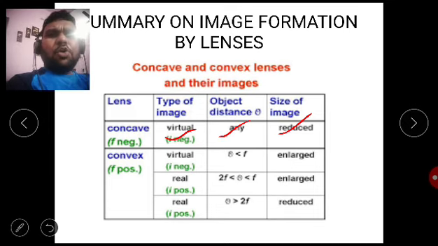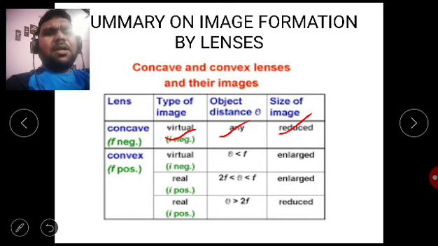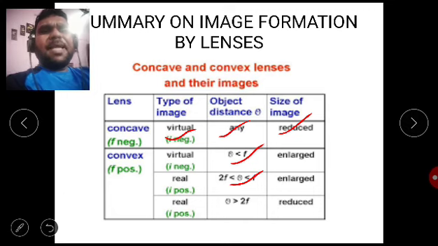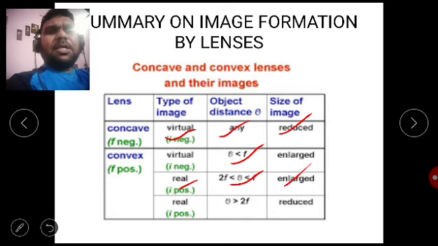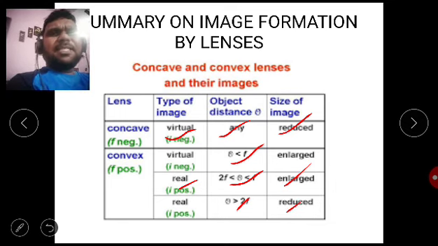Now we go to convex lens. Convex lens gives you a variety of options. When the object is placed at less than the focal length from the optical center, the image will be enlarged and virtual. When it is placed between f and 2f, the image will be real and enlarged. And when it is placed beyond 2f or beyond the center of curvature, the image will be real and reduced. These cases I have discussed already.